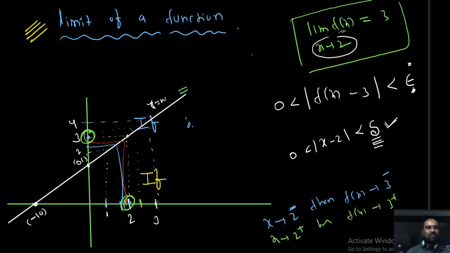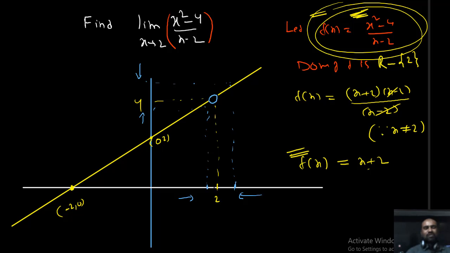In the previous example, f of 2 was also defined. f of 2 was 3 only, f of 2 minus was 3 only, and f of 2 plus was also 3 only. In this example, f of 2 is not defined, but f of 2 minus and f of 2 plus are defined. f of 2 minus is 4 only, and f of 2 plus is also 4 only.